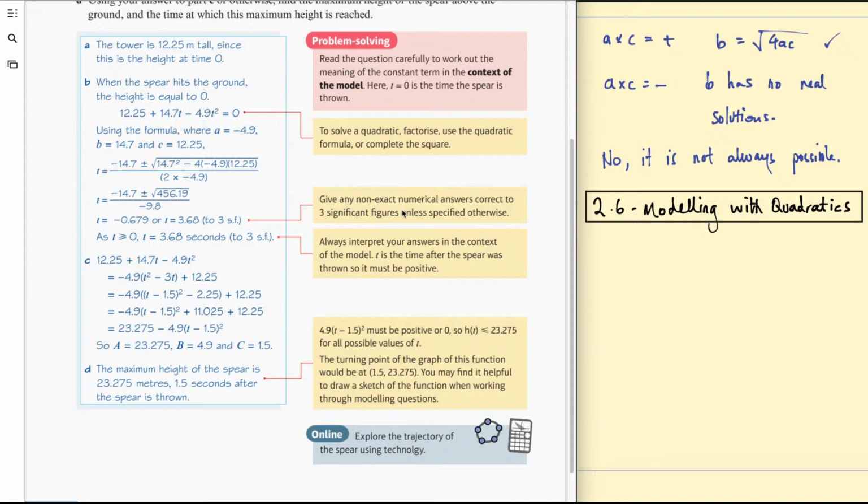Anything else? Give any non-exact numerical answers correct to 3 significant figures unless specified otherwise. Okay, so 3 significant figures unless told otherwise. That's useful.